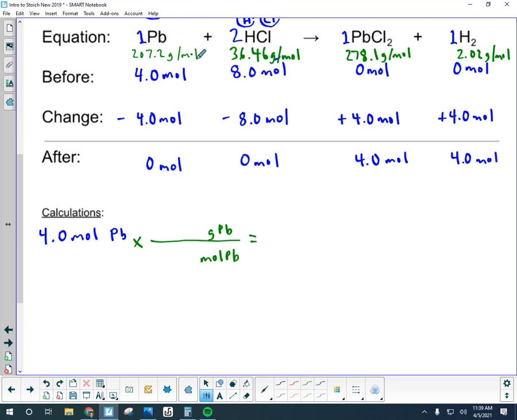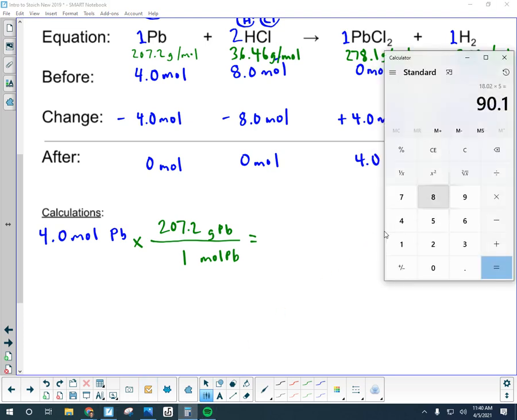And that's exactly how the molar mass is set up, right? It's 207.2 grams in 1 mole. And that should make sense. If that's the grams in 1 mole, I want to multiply by 4 to figure out the gram amount in 4 moles. So we'll go to the calculator.